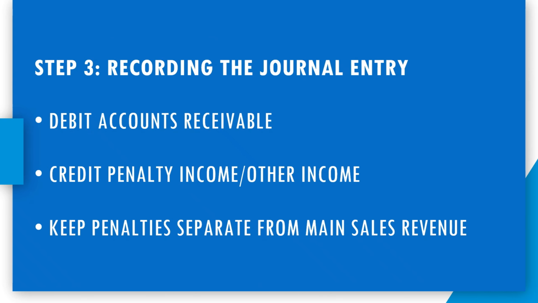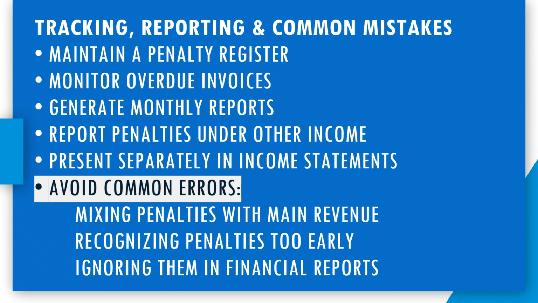To record a penalty in accounting, debit accounts receivable for the penalty amount and credit penalty income or other income. Separating this from normal sales revenue keeps financial statements cleaner and improves analysis. Businesses should maintain a penalty register or spreadsheet to track overdue invoices and calculated penalties.